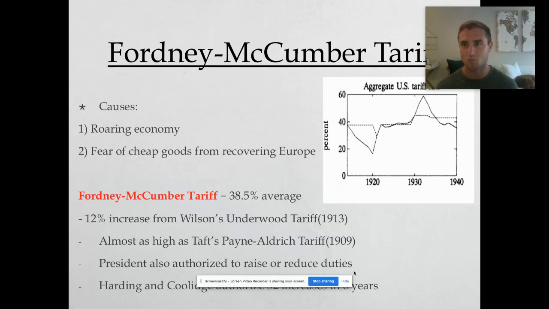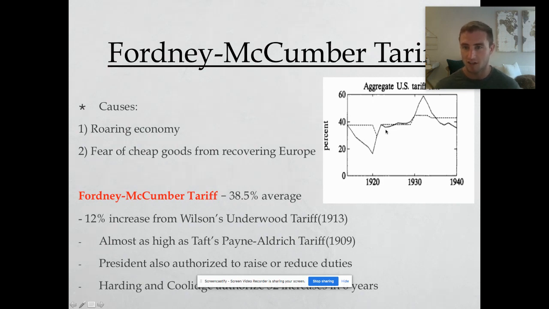With the 1920s, we have conservative politics. With conservative politics, we see bigger tariffs. Wilson was our last president. His second term is over in 1921. So therefore, here comes Harding, and Harding is going to raise the tariff. The Fordney-McCumber Tariff signs off on this. We see a 12% increase from Wilson's Underwood tariff, and this is going to allow the president to raise or reduce duties. They're not going to be doing a lot of reducing. They're going to be raising, very characteristic of the Republican Party, especially in the 1920s.